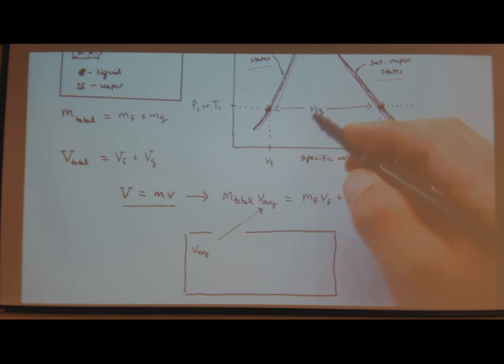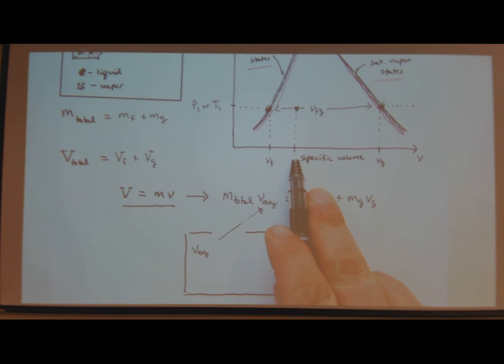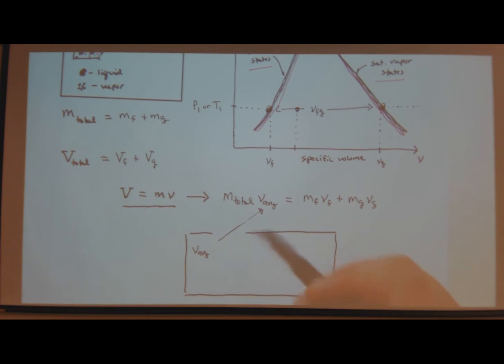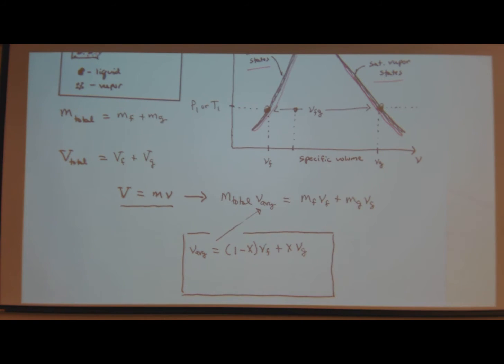So within here, I could pick some region, right? And I'm going to have a specific volume associated with that. There's a control volume average specific volume. It's going to be composed of two components, that of the fluid and the gas. And I can write this in terms of the quality factor: 1 minus x times the specific volume of the fluid phase plus x times the specific volume of the gaseous phase.